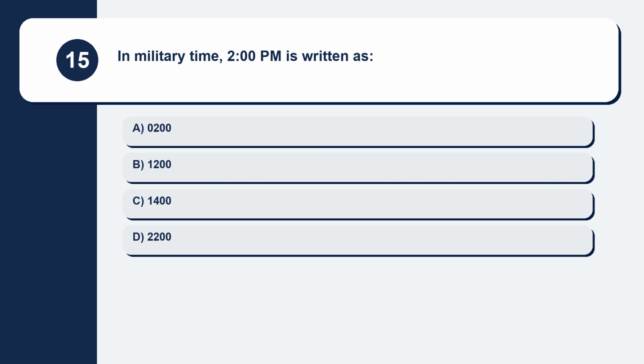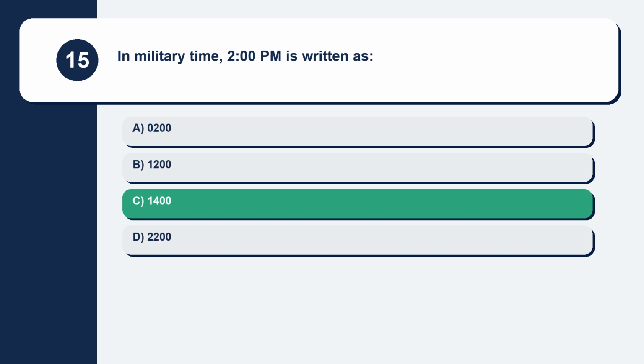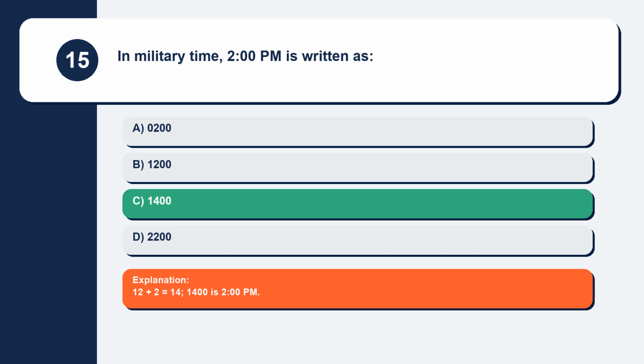Question 15. In military time, 2 p.m. is written as: 0200, 1200, 1400, or 2200. 12 plus 2 equals 14, so 1400 is 2 p.m.